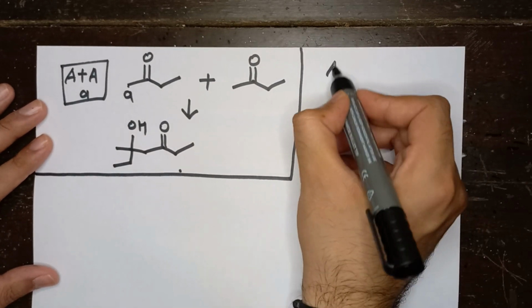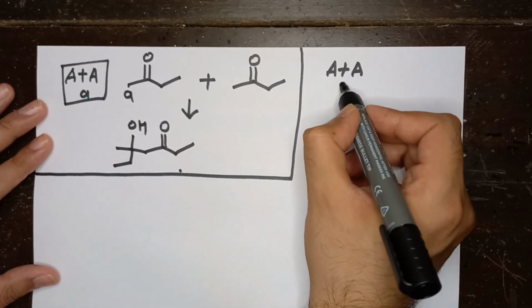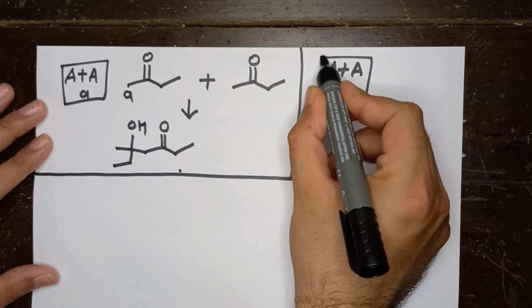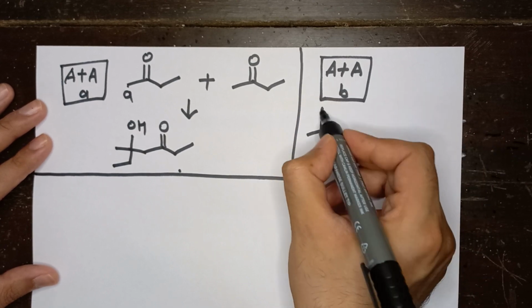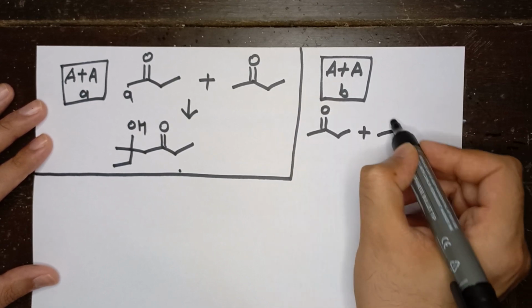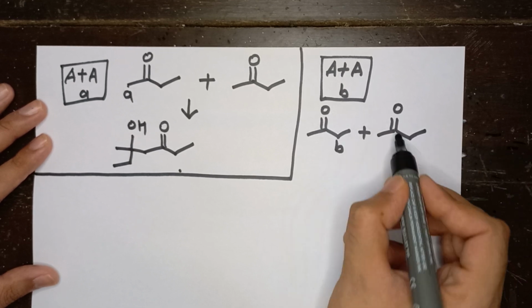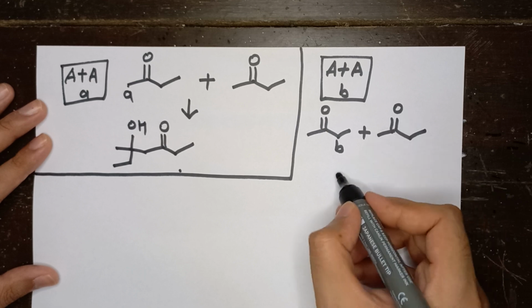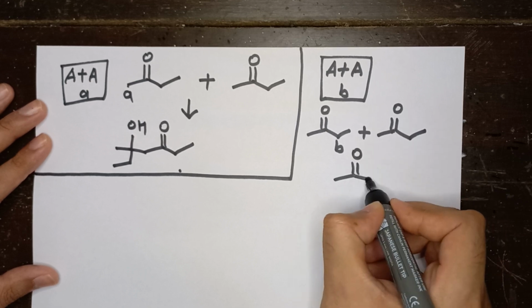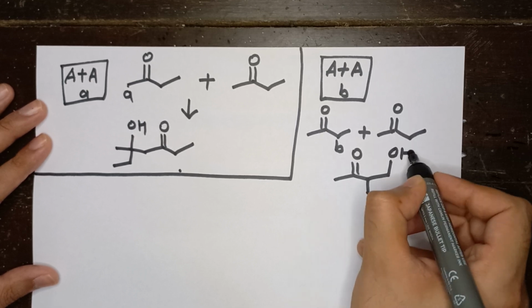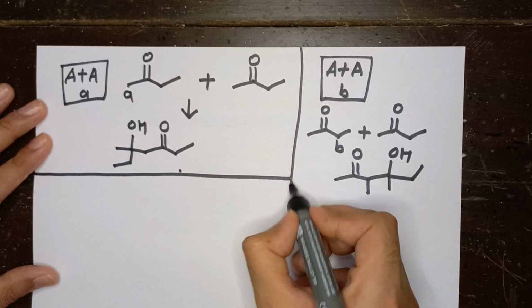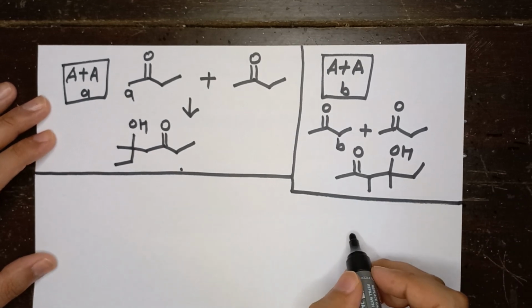Now A can react with A from B side. So this is my A reacting with itself from B side. So connect this carbon with this carbon, convert it into OH. So this is my second product.